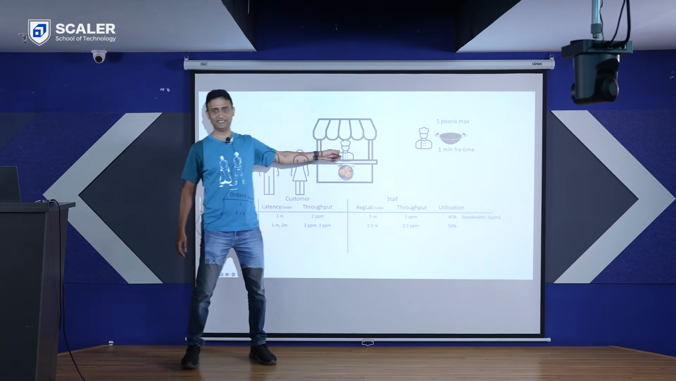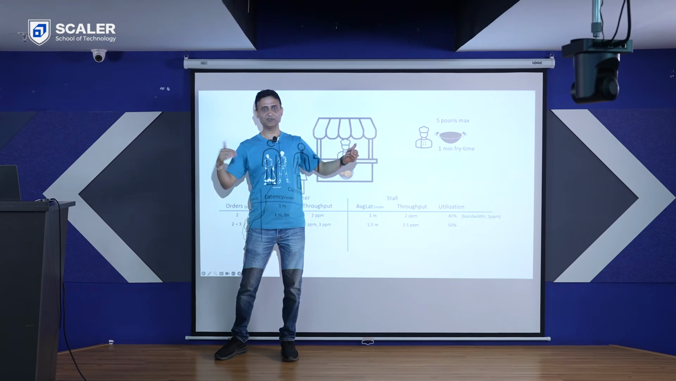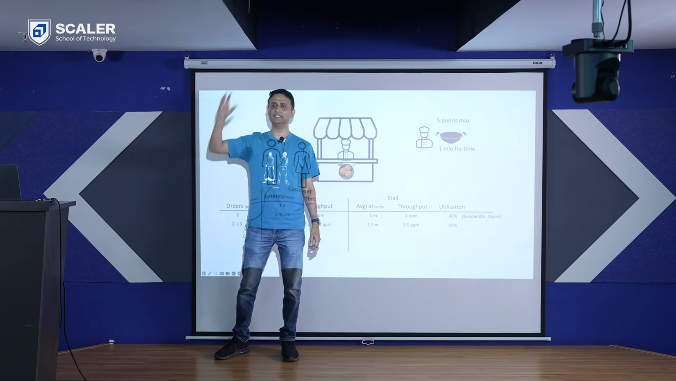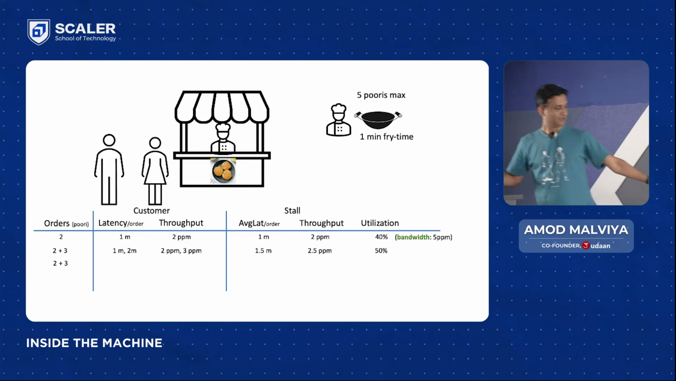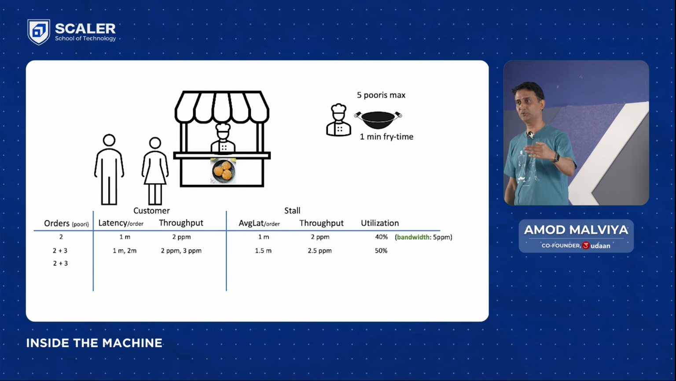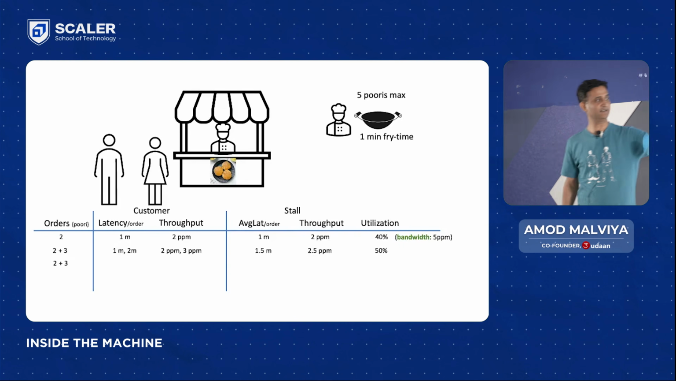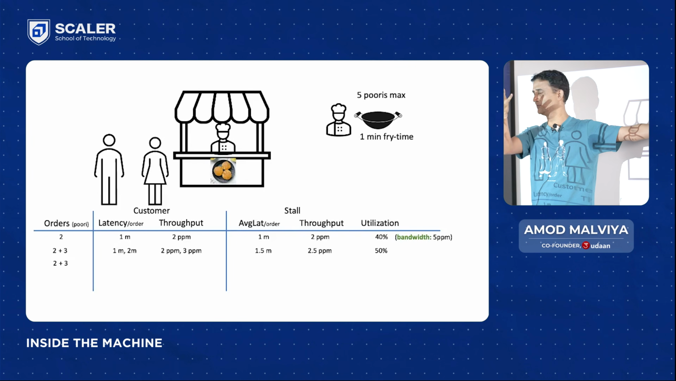I will sit directly at the stall, and I have a cook who is actually at the back. Okay? So anytime a new customer comes in, I'll just shout out the number of puris. Let's see what happens then. Again, a similar scenario, 2 plus 3. The first person came in, ordered 2. The guy at the stall shouts out, 2 puris. And this guy throws in 2 puris and starts frying.